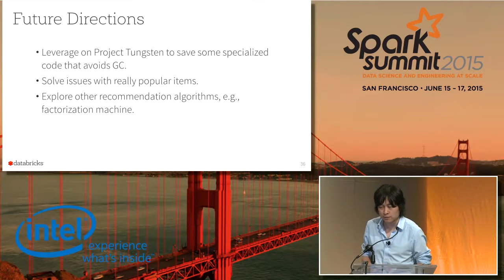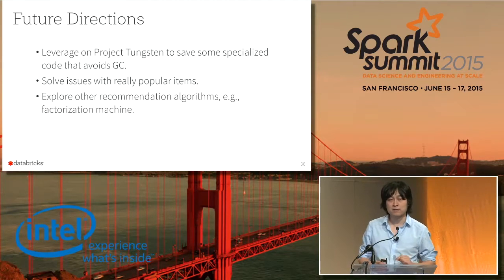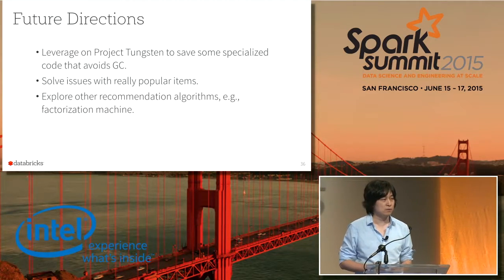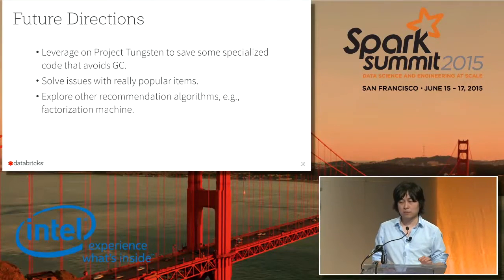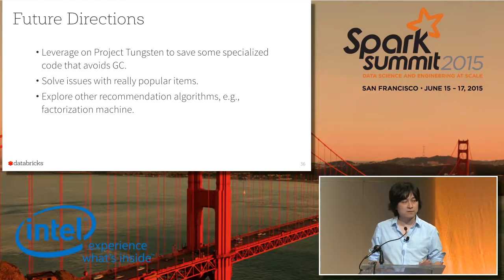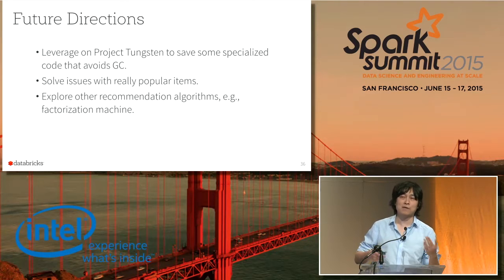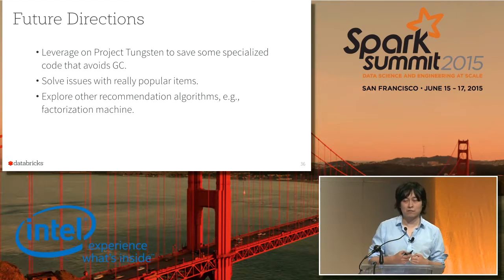And for the future, the first thing: you noticed that we put in some specialized code to avoid GC. With Project Tungsten, we can leverage the implementation there and save us from that specialized code. We only need to say, let's do aggregate by key, and Project Tungsten knows how to optimize it. And that will be very nice for us for maintenance purposes, and also for performance.